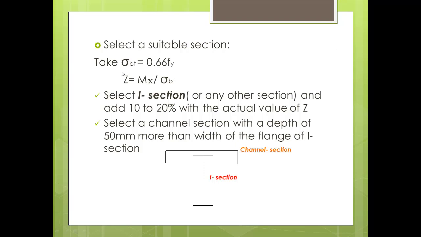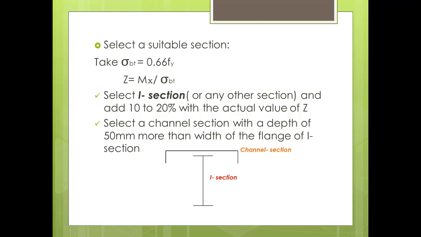This z is the section modulus. This Mx is what we have already calculated, the maximum bending moment, divided by sigma bt. Now we have to select an I section. We will choose a section which is a combination of I section and general section. So I section or any other section you can choose, and we have to add 10 to 20% to the actual value of z.